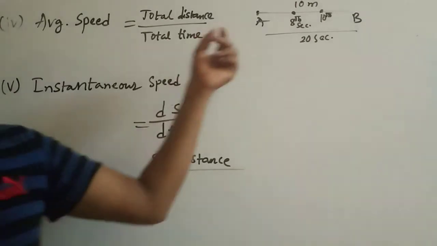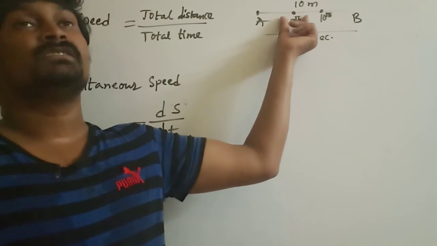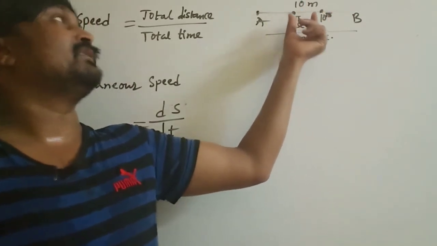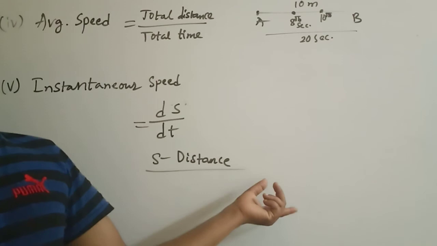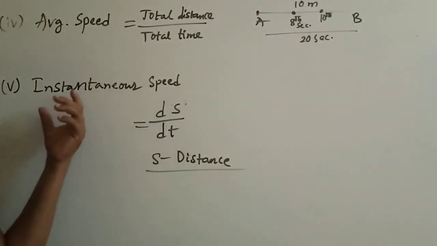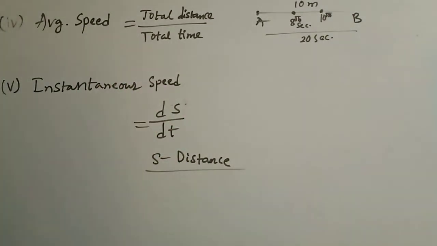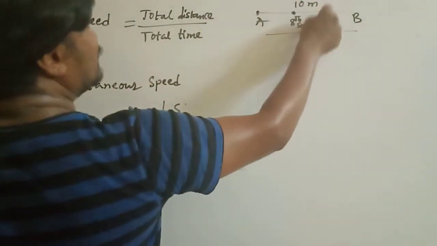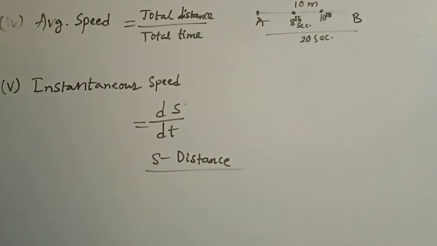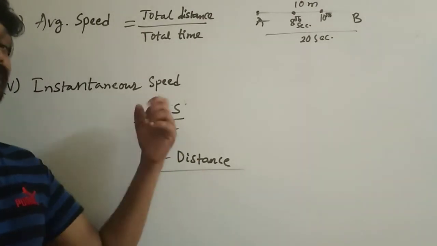Instantaneous speed means at that particular point or at that particular second how much distance was covered. So that we can say is instantaneous speed. So in that 8th second what is the speed, 10th second what is the speed. So that is about average speed and instantaneous speed. And now we are going to discuss two more important points which will help you to solve your problems easily.